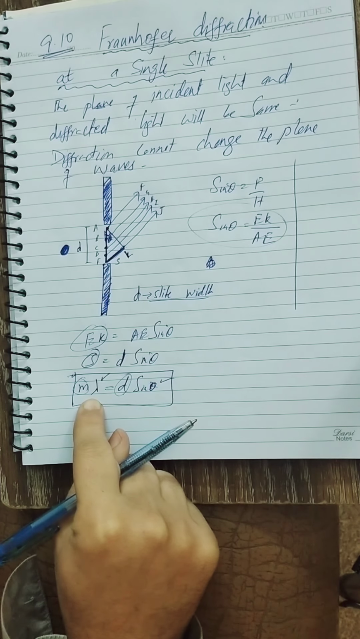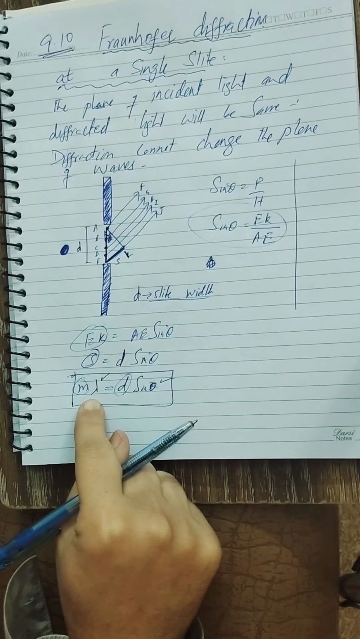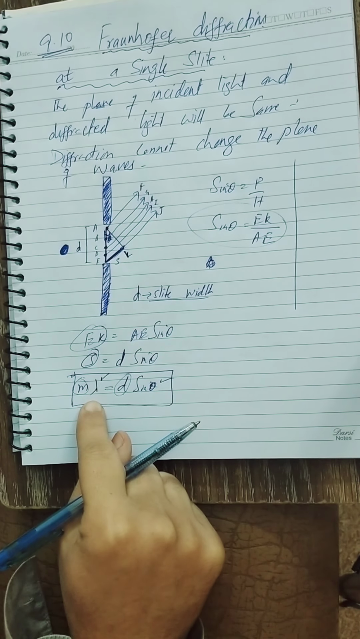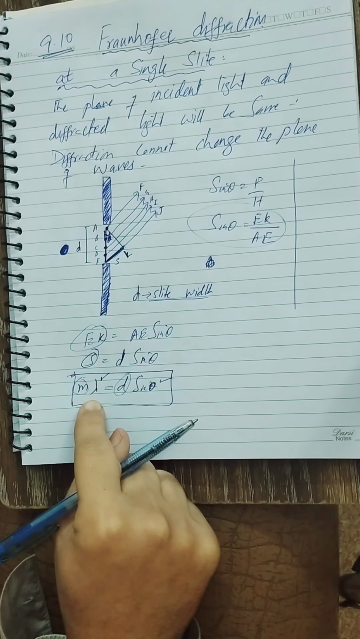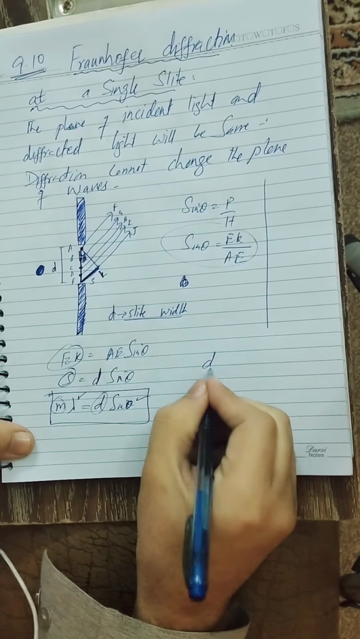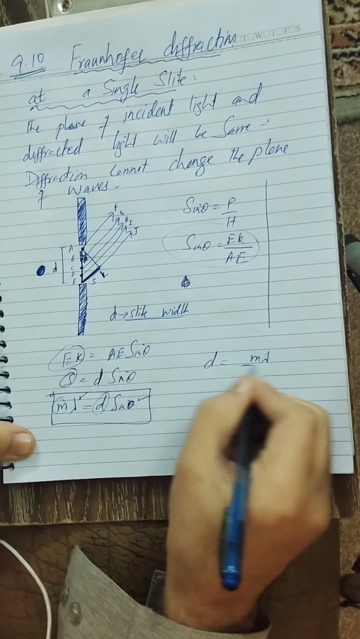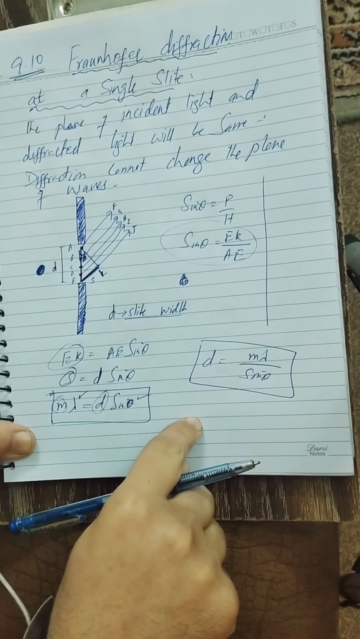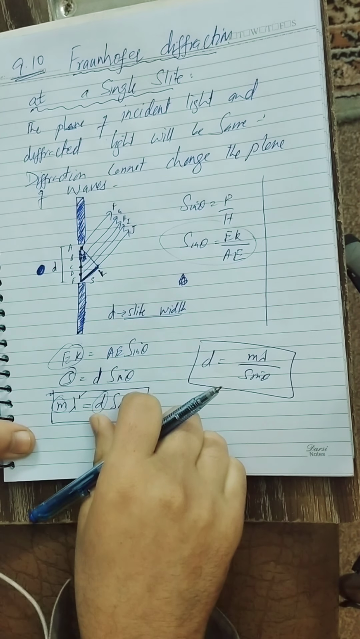Fraunhofer only said that the plane of the incident wave and the plane of the diffracted wave will be the same. By this equation we can find the slit width, and by this equation we can find the wavelength of light. So this is about this topic.